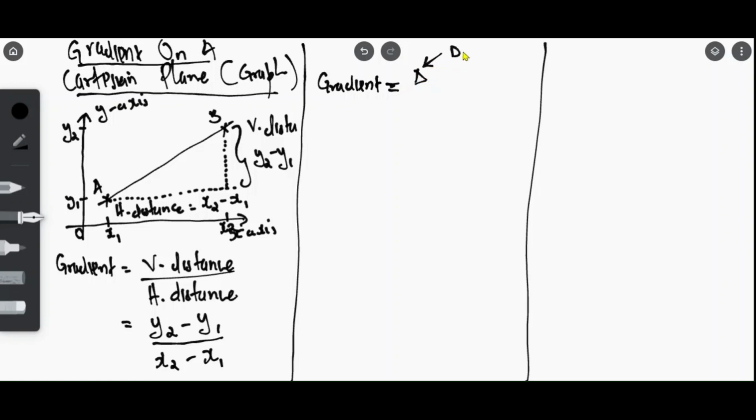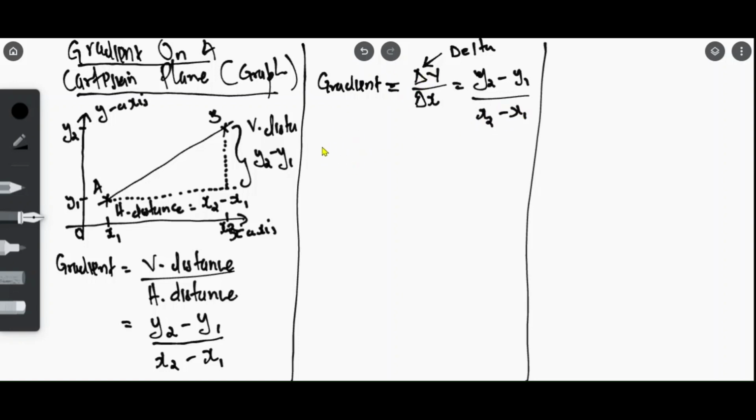Delta is a Greek letter delta. So I'll be using this one to represent change. First, let me write what the meaning of this one is: change in y all over change in x. So it will be y2 minus y1 all over x2 minus x1.